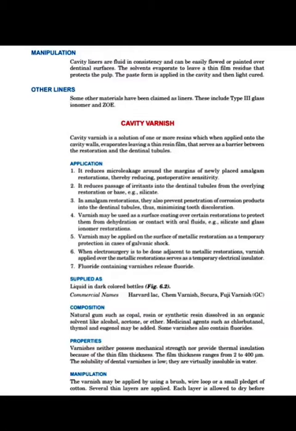Now the composition. Natural gums such as copal, rosin or synthetic resin dissolved in organic solvents like alcohol, acetone or ether. So it is a resin, natural or synthetic, dissolved in organic solvents. Medicinal agents such as chlorobutanol, thymol, eugenol may be added. Some varnishes contain fluoride, and fluoride containing varnishes help us to reduce secondary caries.